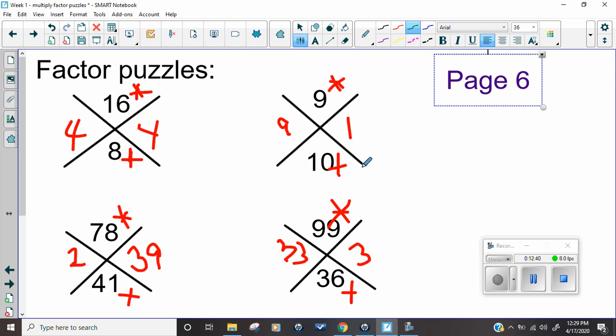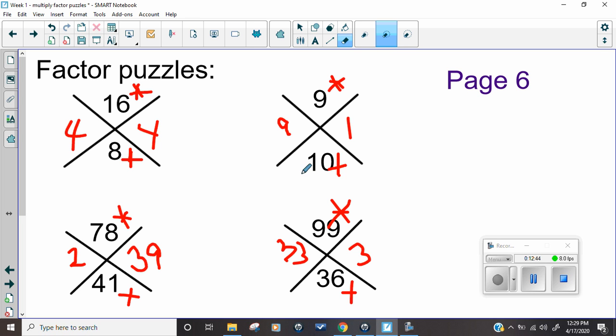Okay, the last thing were these factor puzzles, and it seems like my writing was kind of okay, except for maybe this one, this one, those 4s. Can you tell that's a 4? Okay, so I will go through them right now. I'm going to use red again. So the factor puzzles, you have a top number and a bottom number.